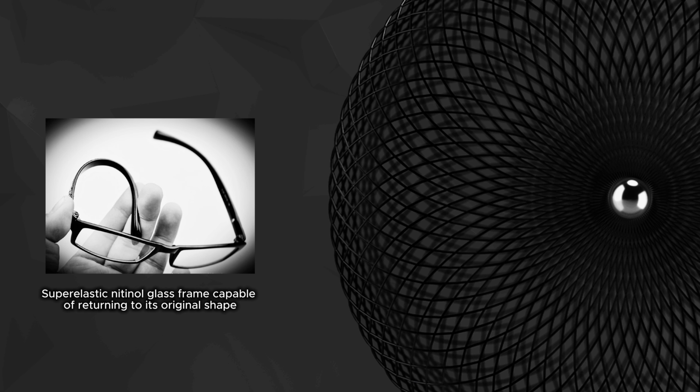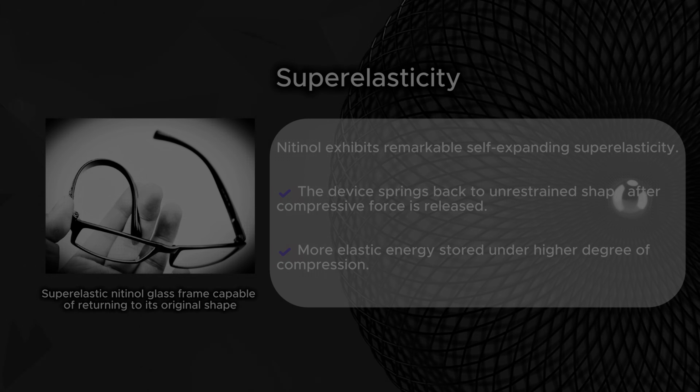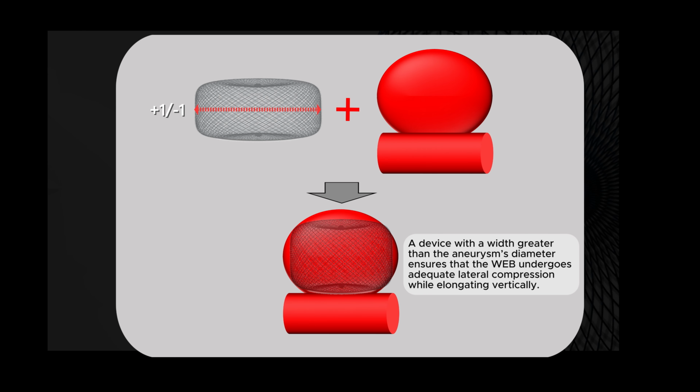To solve this challenge, we will have to take advantage of Nitinol's unique self-expanding properties. Thanks to its superelasticity, the device is essentially functioning as a super spring. The greater the compression, the more elastic energy the material stores and the stronger the device becomes. By intentionally oversizing the device diameter, the WEB is forced to undergo lateral compression upon deployment. This mechanical stress results in vertical elongation, thus improving the WEB's ability to resist axial loading forces.